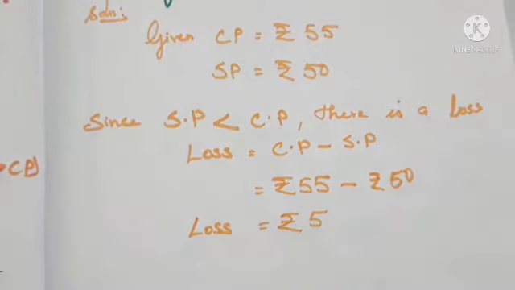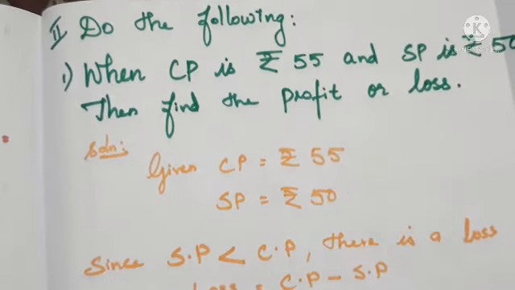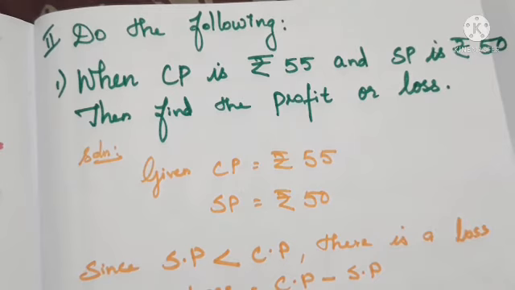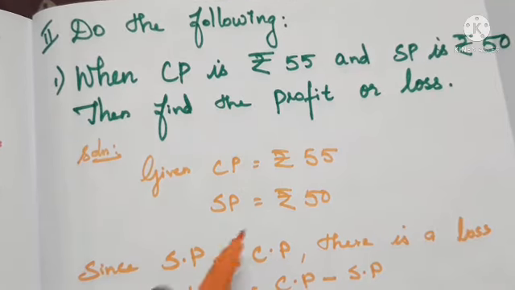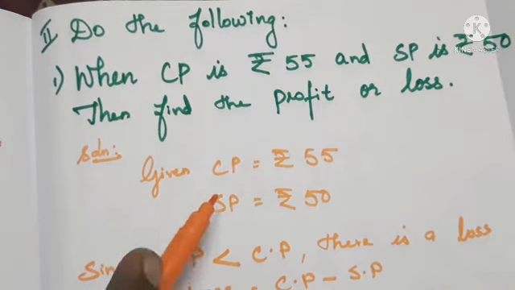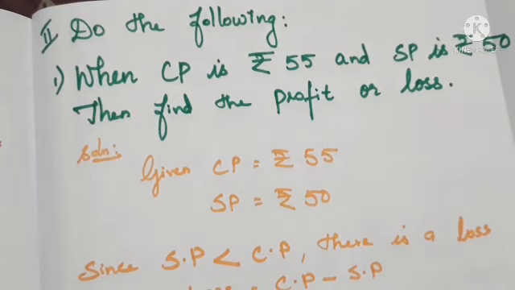Understood? Once again, in this question they have given the cost price as rupees 55 and selling price as rupees 50, and they asked to find out whether it is profit or loss. So we have to write the things that are given here. So we know that if the selling price is less than the cost price, there will be a loss.